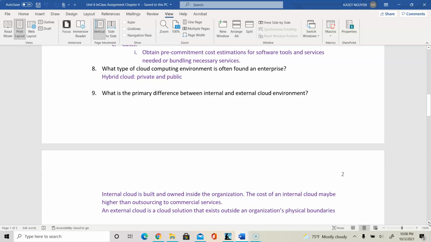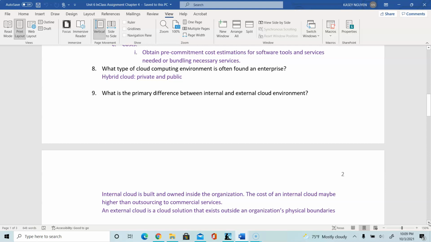Internal cloud is built and owned by the organization, which is considered private cloud. So the cost of internal cloud is going to be higher than outsourcing to commercial services like AWS or Azure. The external cloud is the solution that exists outside of the organization. It's owned by another entity or another company, such as the service provider, and the organization's physical boundaries are not going to be impacting the service provider's cloud.